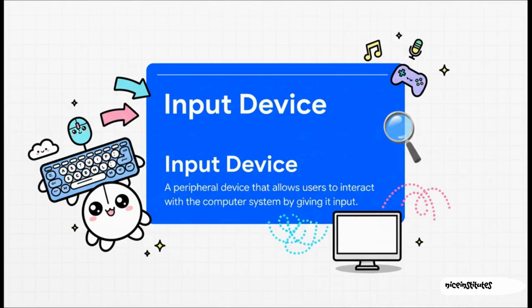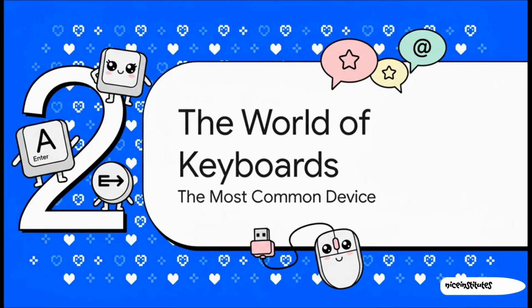Okay, let's get just a little technical for a second. The official term is input device, and it's exactly what it sounds like. Any piece of hardware that sends data into a computer. It takes our raw, real-world actions, like pressing a key, moving a mouse, or even speaking, and converts them into digital signals the computer can actually process. So where do we start?